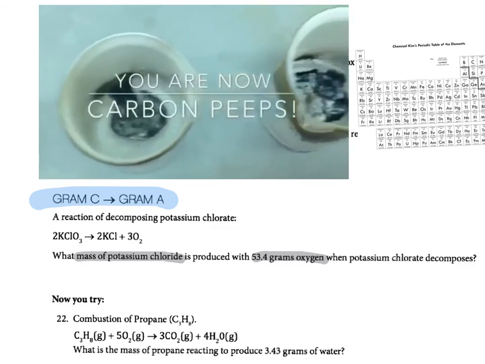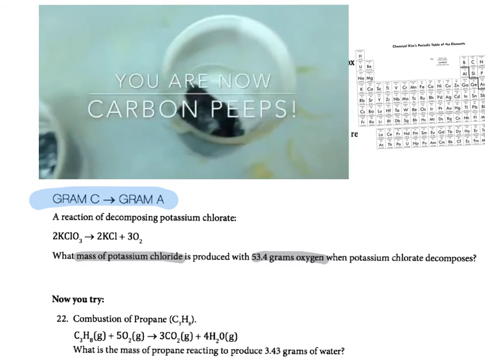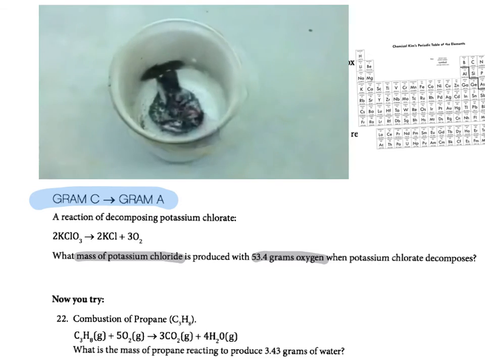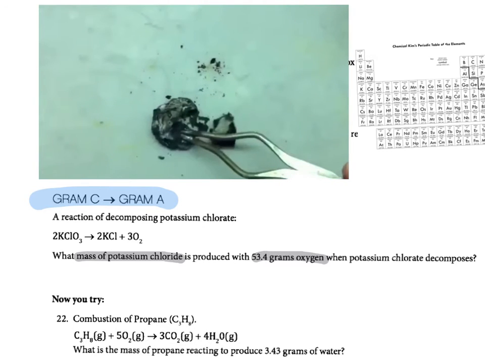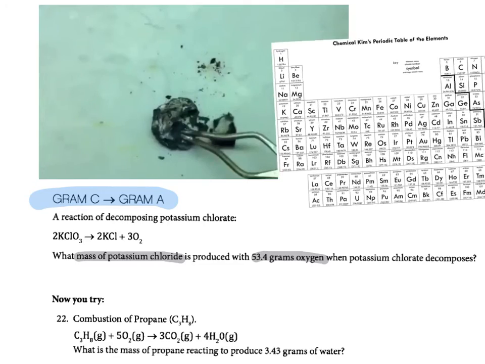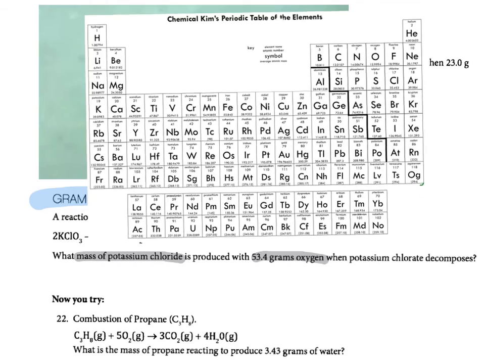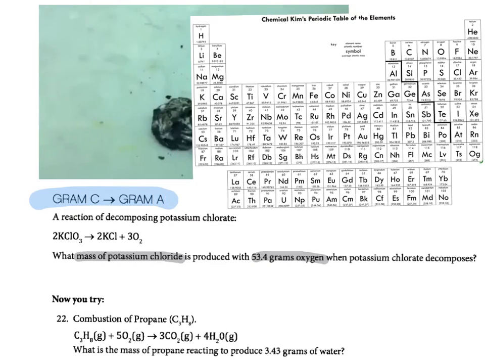So there's the carbon of the Peeps. Let's look at this reaction. We're given a certain gram quantity of oxygen, and we want to find a mass of potassium chloride. We're going to definitely use some molar masses here. Before I bring up the periodic table, let's highlight in the equation the potassium chloride and the oxygen, because those are the two that we're going to be working with.